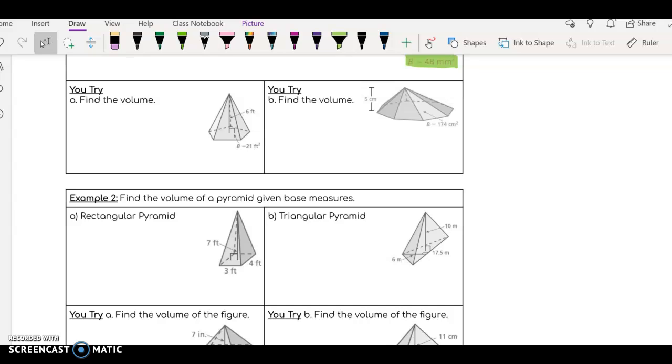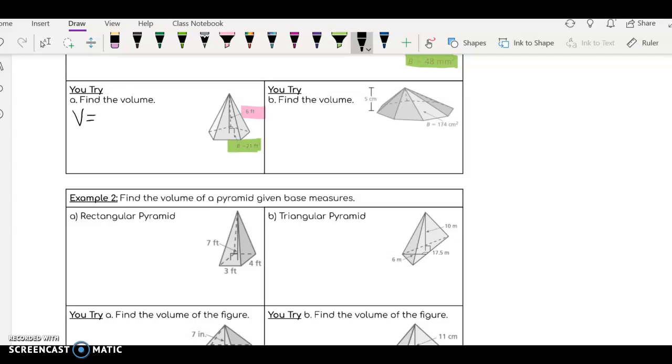All right, so the pyramids. We have an area of the base of 21 feet squared, and we have a height of 6. And so we're going to take those and plug them into our formula.